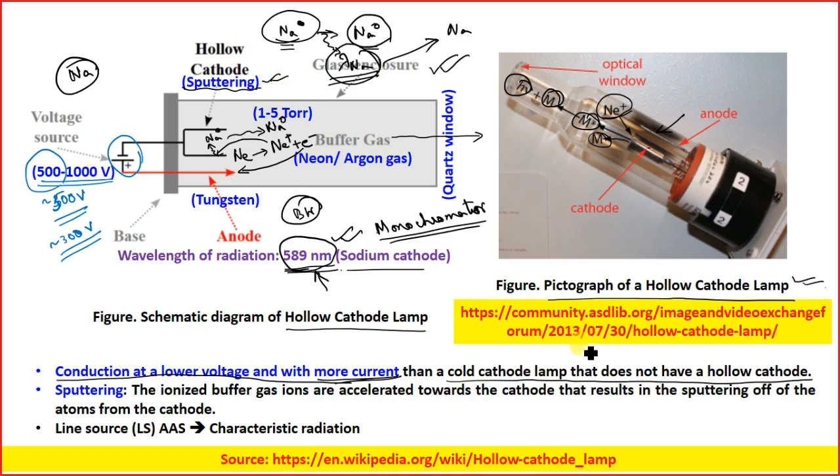Okay. Now sputtering: the ionized buffer gas ions are accelerated towards the cathode, which results in the sputtering of atoms from the cathode. Then line source, LS, AAS, and it is the characteristic radiation. Okay, characteristic radiation, and also we sometimes call it K-shell radiation.